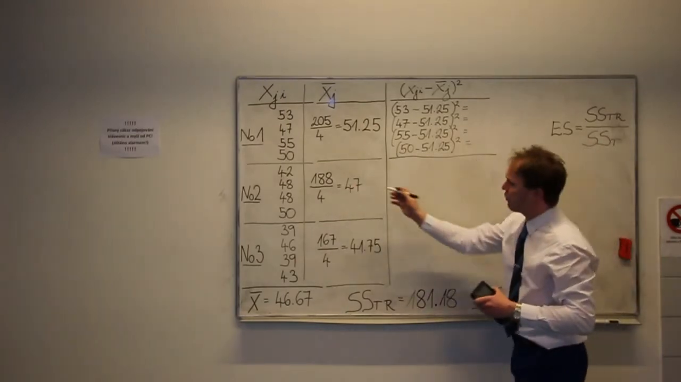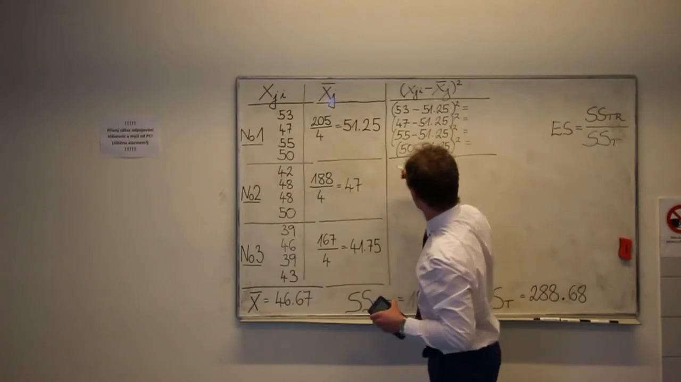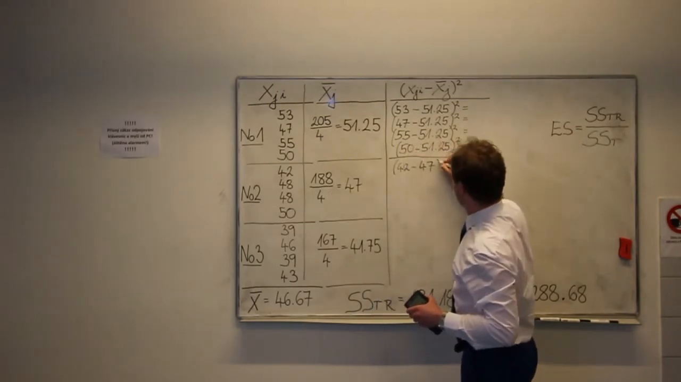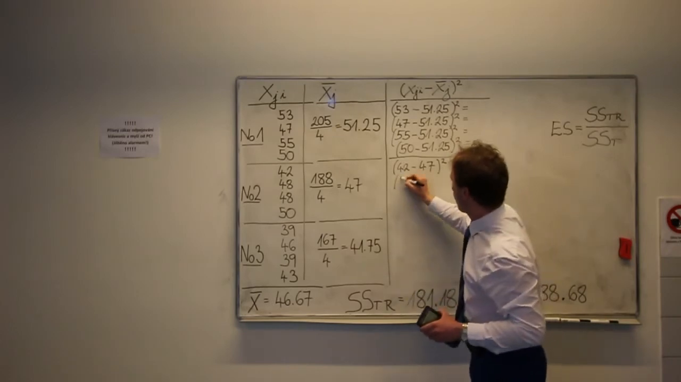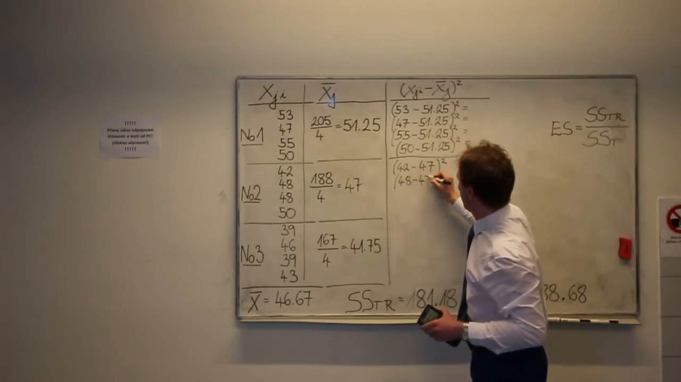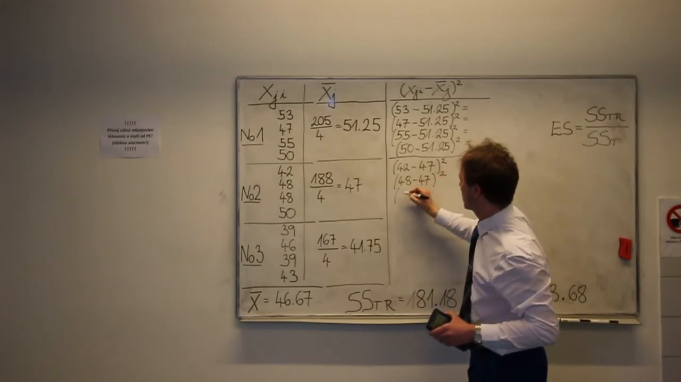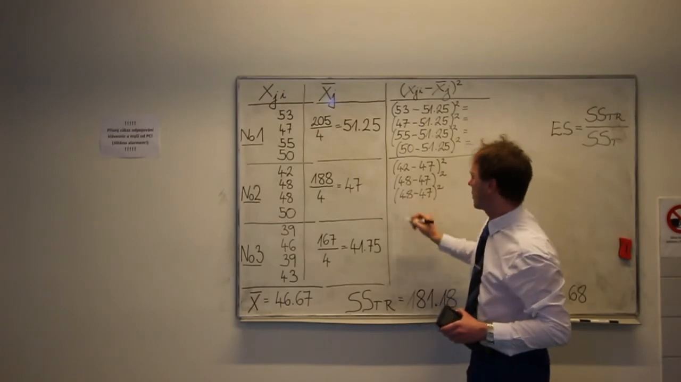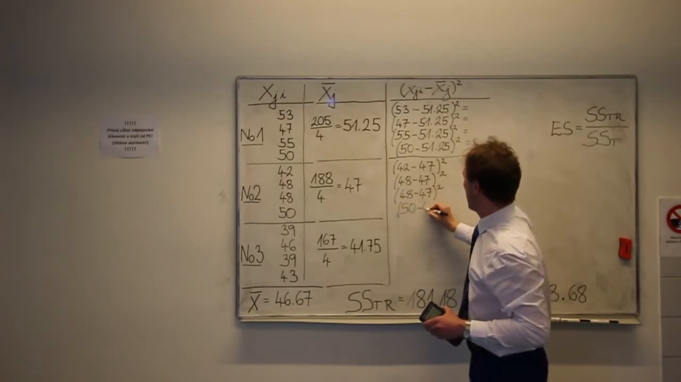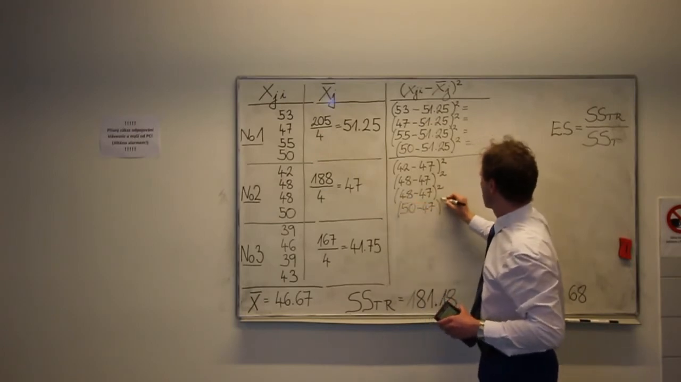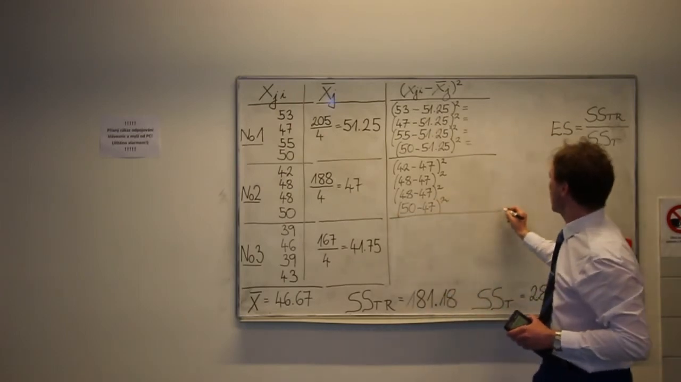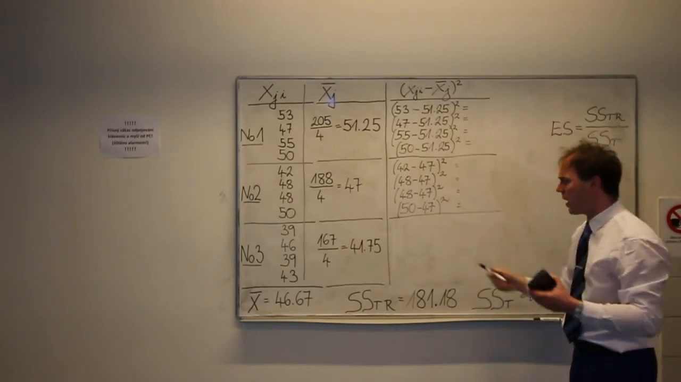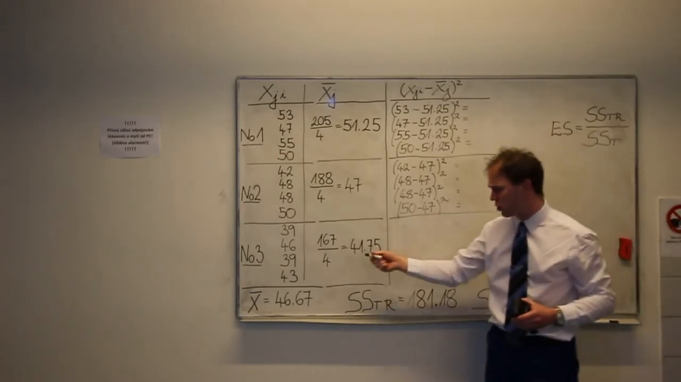The mean for the second group of students: 42 minus 47 squared, 48 minus 47 squared, 48 minus 47 squared, and 50 minus 47 squared. Okay, so 1, 2, 3, 4 values. And again there's the line, and we must change the mean.